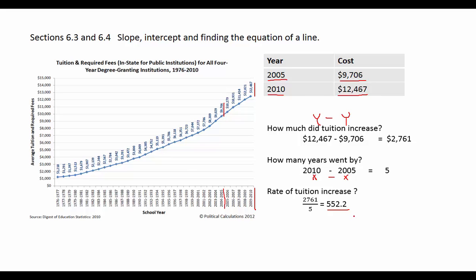Wow! And this is for public schools. This is for publicly funded colleges and universities in this country. So that's quite a bit. Every year, on average, it was going up by $552.20.